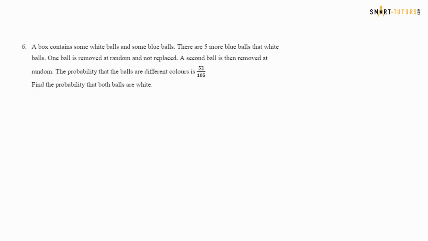Question number 6. A box contains some white balls and some blue balls. So white, we don't know, and the number of blue balls: there are 5 more blue balls than white. So if this is x, blue is x plus 5. Is there any problem? There are 5 more blue balls than white. So spelling mistake again, this is not "that white", it should be "than white".